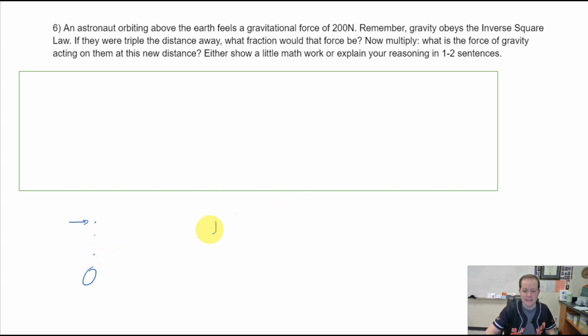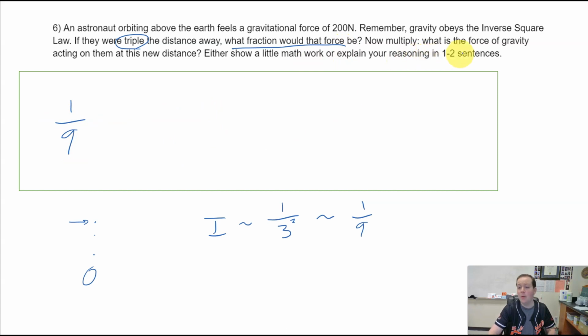Well, the intensity is related to the inverse of the square of the distance. The distance is triple, so that's 3. So what's the inverse of 3 squared? Well, that's 1 over 9. So the first part of the answer, what fraction would it be? The fraction would be 1 over 9.